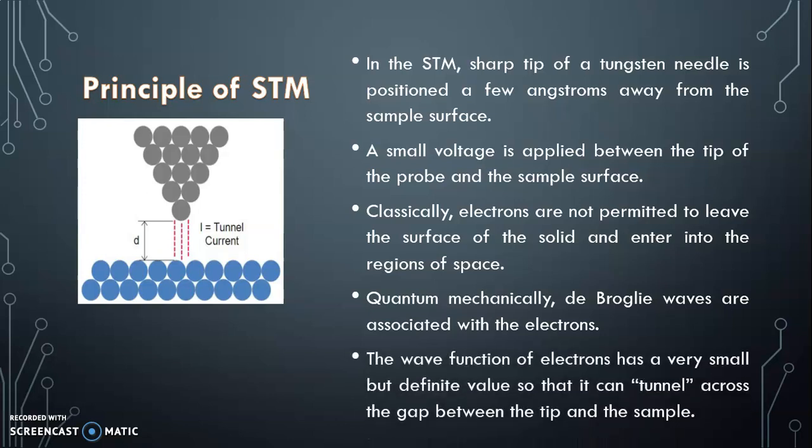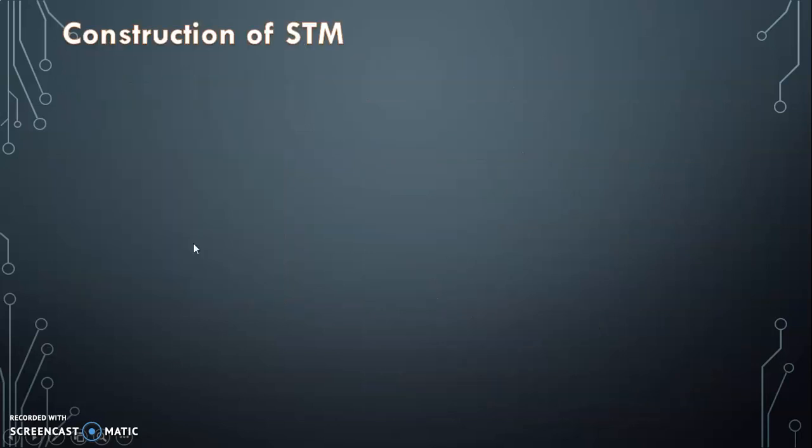So the wave function of the electron has a very small but definite value, so that it can tunnel across the gap between tip and surface. That is what I said. Though it has a small value, still the electron can pass through the gap up to the surface. That means it tunnels this gap, where the tunneling effect comes forward. Okay. Now see the construction of STM.